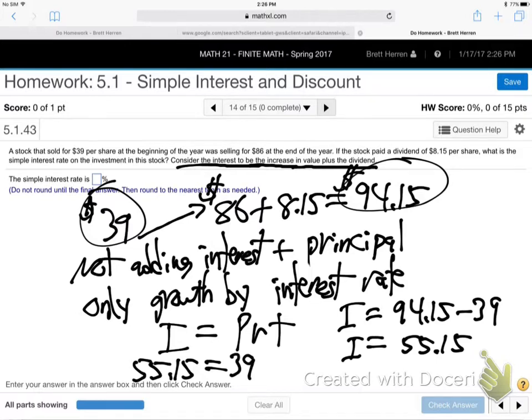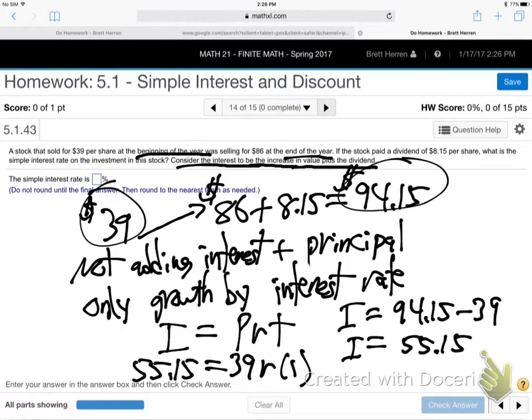The interest rate is what we're looking for. And the time, what was the time? It just said beginning of the year and then end of the year. So it's 1 year, huh? Just from beginning to the end of the year. So T is just one. Does that make sense? So there's our formula. I equals PRT. Again, the interest is the growth. It's the growth, 55.15.